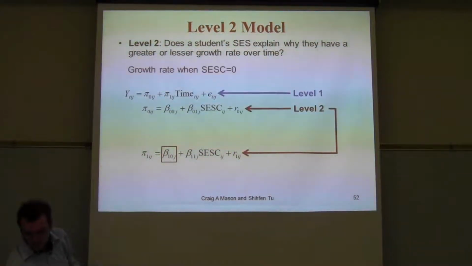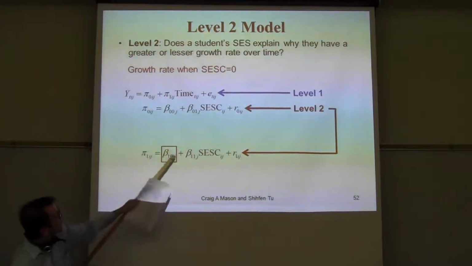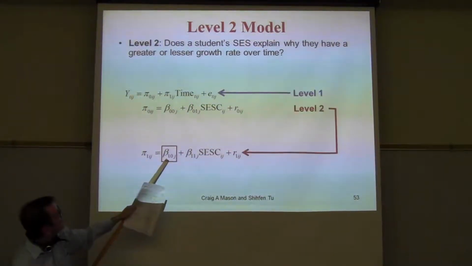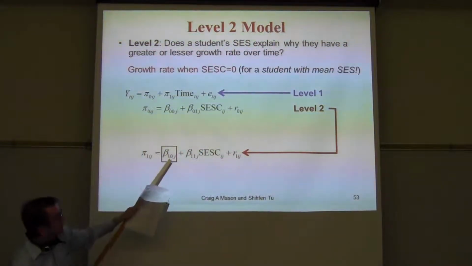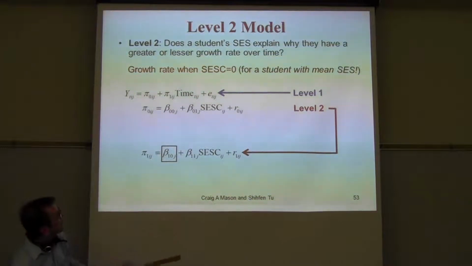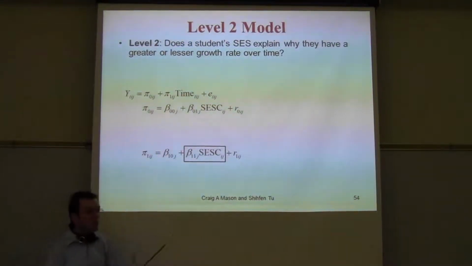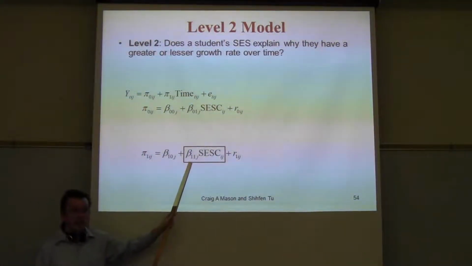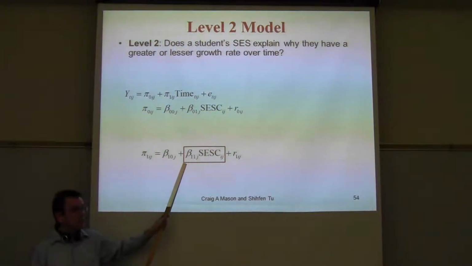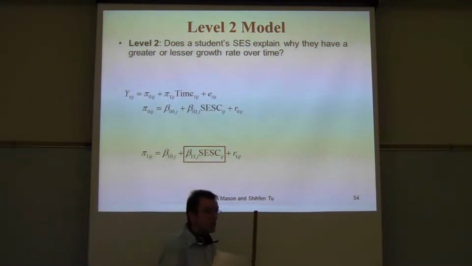I'm jumping ahead several slides, I know. Beta 1,0j is that growth rate when SES equals 0, or when they're at the mean. So it's that predicted growth rate for students at the mean SES. Beta 1j then is the SES effect in school j. It's the SES effect in school j on growth.